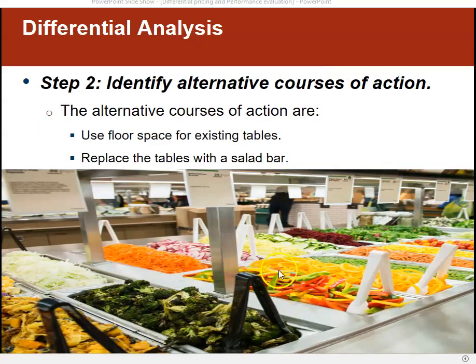So again, alternative courses of action are use floor space for existing tables. So if we're saying existing tables, then what we're really saying is we're not going to do anything. Or maybe we have an area where we don't have any seating, but we have the tables that we can put into that area, increase capacity.